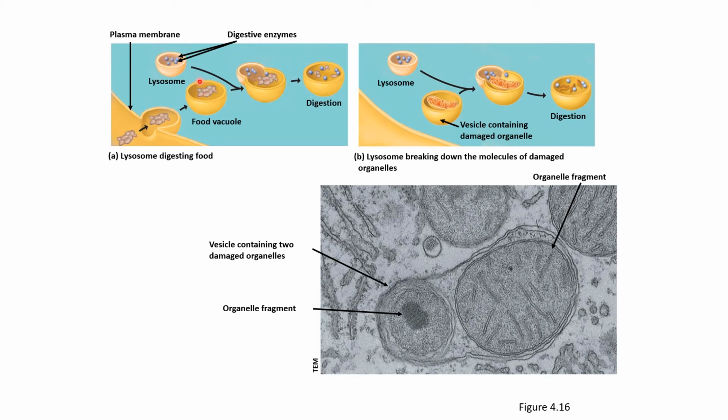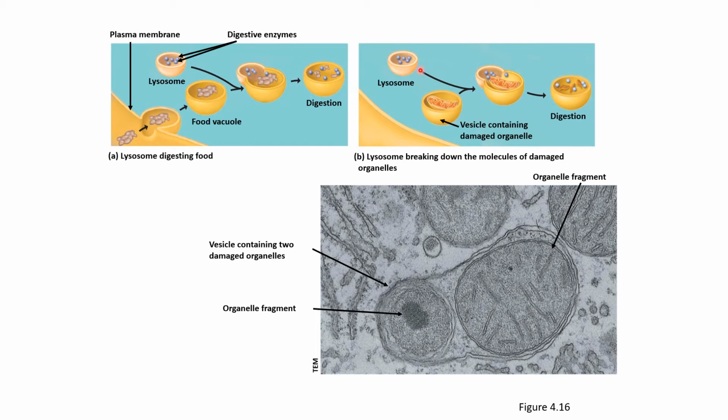For example, this is a food vacuole. If we're eating food, the food is broken down in our stomach, and then the different parts can go off into the cells, and we can have the fusion of a lysosome with a food vacuole to start to break down and digest that food material.